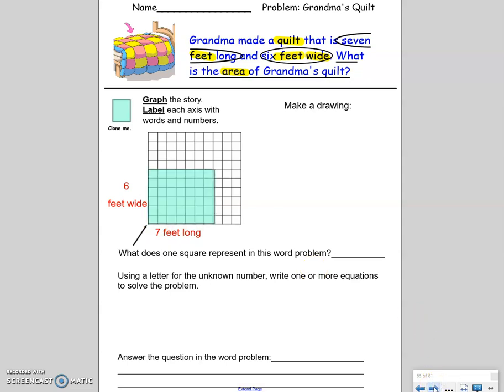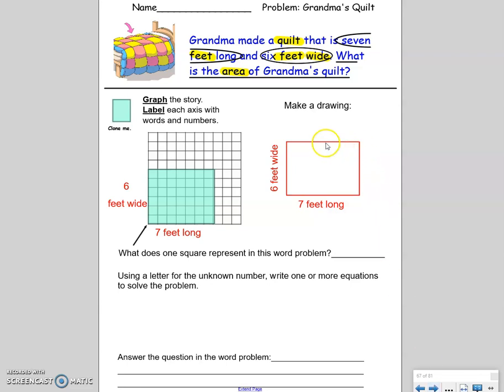We can see what Grandma's quilt might look like. It's 7 feet long and 6 feet wide. Of course, if I wanted to find the area, I could count all of the squares, but we'll save that. Now I'm going to go ahead and make a drawing. Again, I know that this is a rectangle, and I know it's 7 feet long and 6 feet wide, so it's a little bit longer than it is wide. I'm going to go ahead and label my sides, 7 feet long and 6 feet wide.